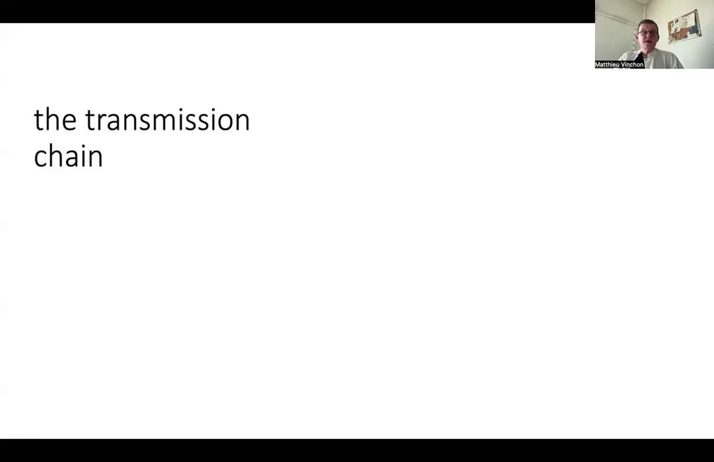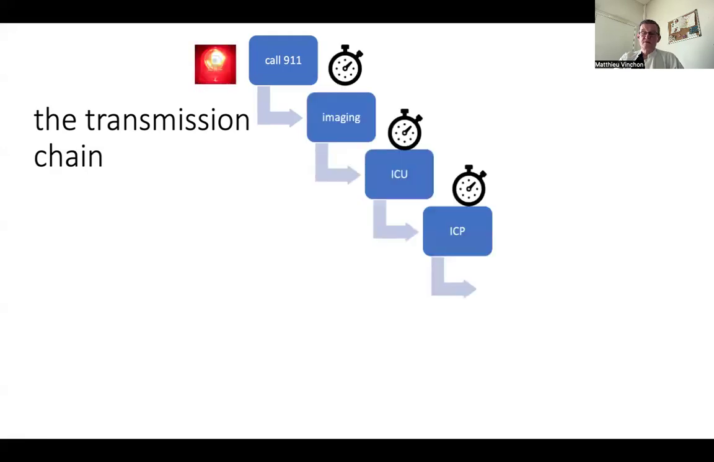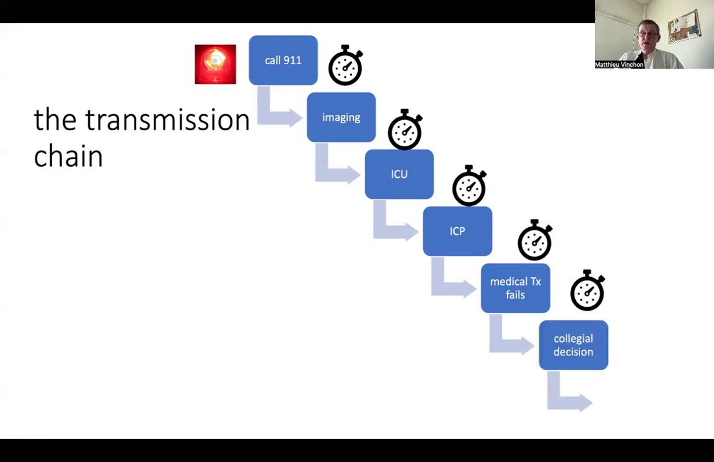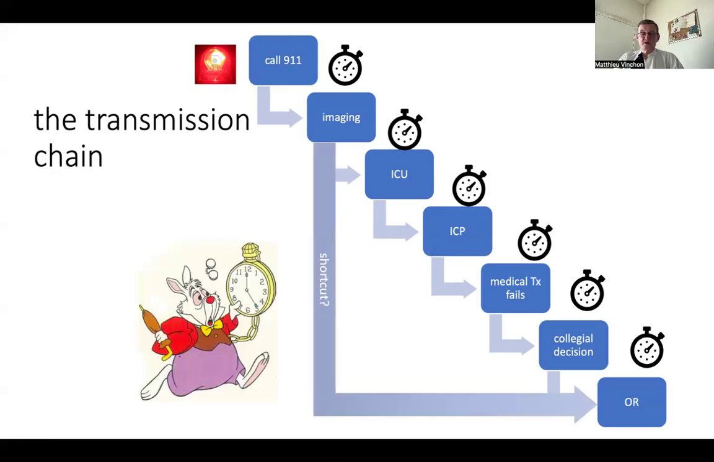So the transmission chain is crucial. We have first the call for emergency service, then the imaging, then the ICU, ICP monitoring as soon as the patient arrives, and we have to decide very soon, if the medical treatment fails, to do surgery. But all this takes time, and in some cases we may need an earlier decision and take a shortcut directly from imaging to the OR. And in this measure, the transcranial Doppler can be very helpful.